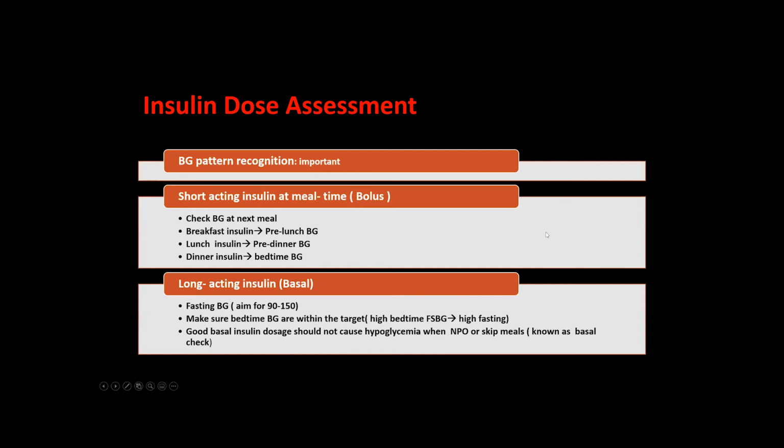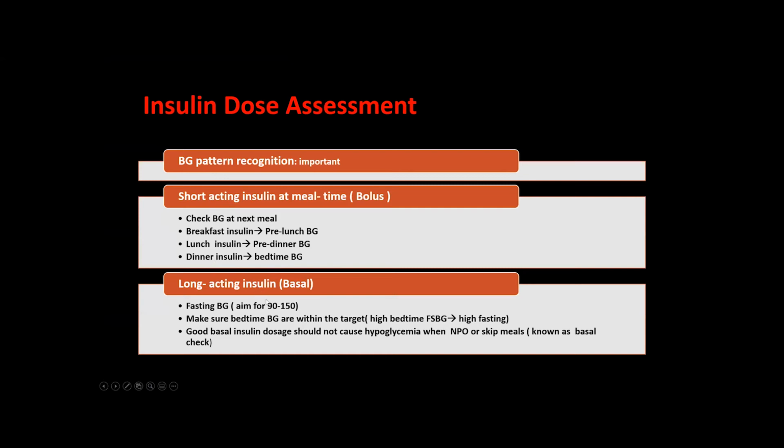So how do we adjust the insulin dosage? Blood sugar pattern recognition is very important. You can adjust a short-acting insulin by looking at the mealtime sugar, so you always check the sugar at the next meal. You can adjust a breakfast insulin by looking at the pre-lunch number, a lunch insulin by looking at the pre-dinner number, and a dinner insulin dosage by looking at the bedtime blood sugar.